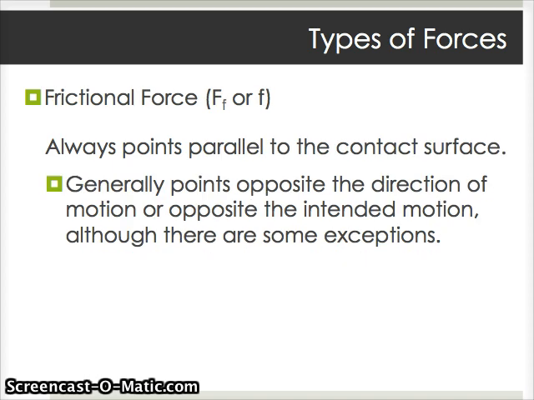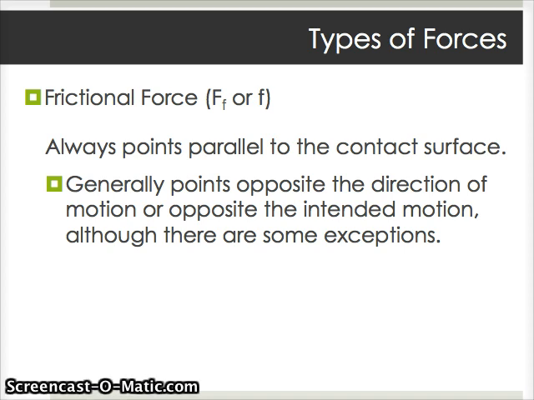Another type of force that comes from contact with a surface is, of course, friction. And so if a problem mentions friction or mentions that the surface is rough, then we will have that frictional force. And you can use F sub F, or sometimes just a lowercase f is used for friction. Now, this force is always parallel to the contact surface.